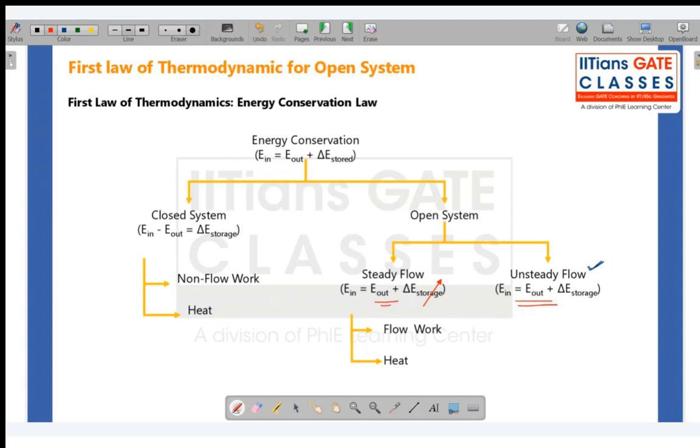Now here in steady state, this was zero. Why? Because energy in was equal to energy out and mass in was equal to mass out. So this was zero, but here it is non-zero.